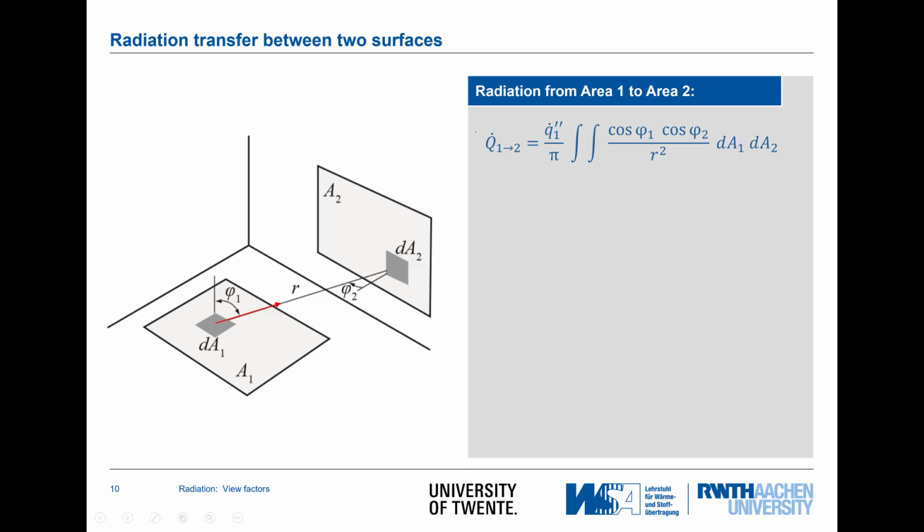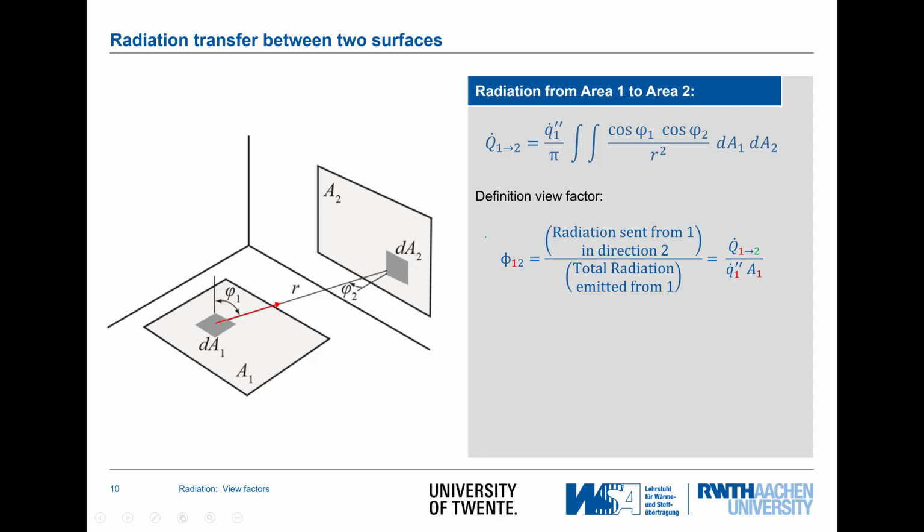Now, if we look at the radiation that goes from A1 to A2, we are doing the integration. And now I'm bringing in the definition of a view factor. For the view factor, we use the symbol capital Phi and two indices. The first index is the emitting surface, or the sending out surface, and 2 is the receiving surface. And this is radiation sent from 1 in direction 2, divided by the total radiation that is being emitted from 1. So it's q dot 1 to 2 divided by q dot 1 2 primes A1.